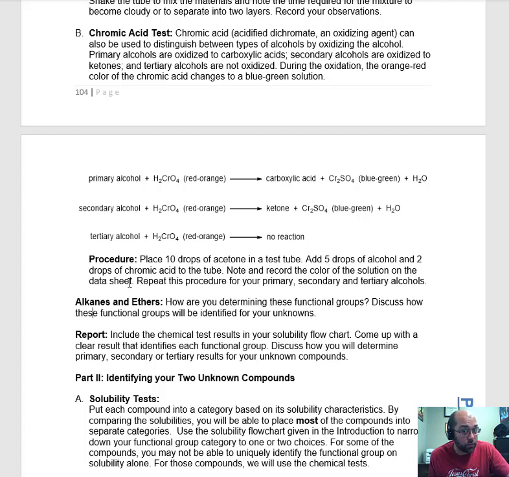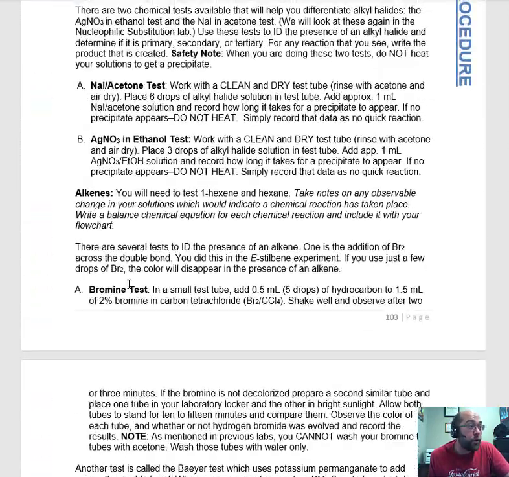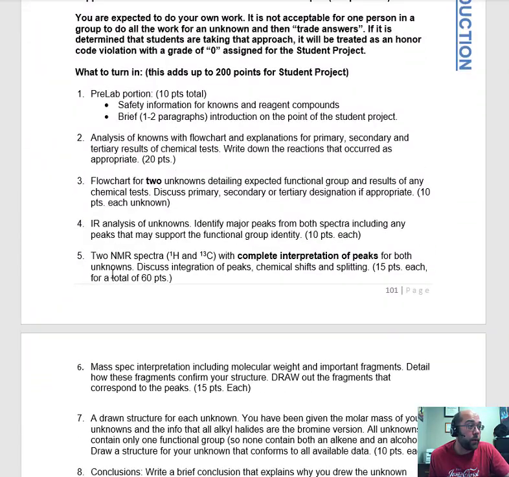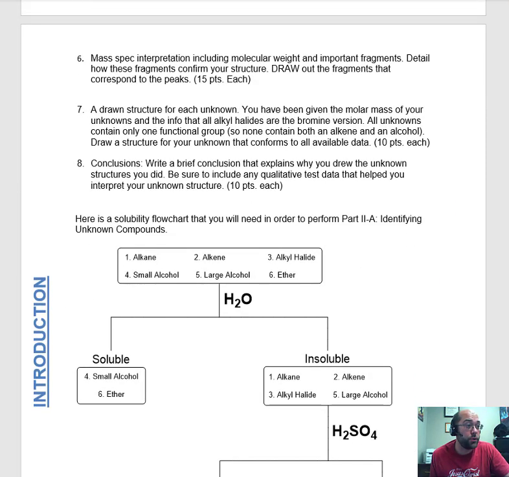Negative results. All right, so that helps you put in that bit of information. And you're just going to need to go through this little checklist right here, point by point. Then here it says the flow chart of your two unknowns. It's talking about this flow chart.